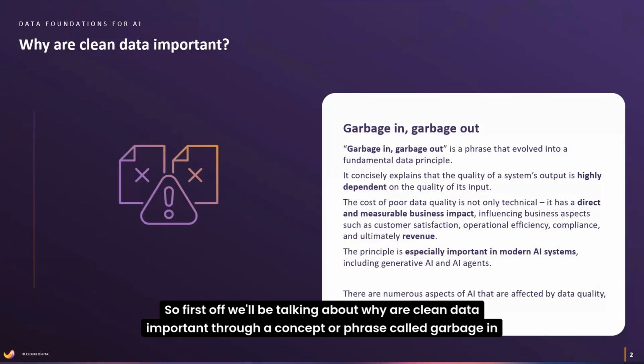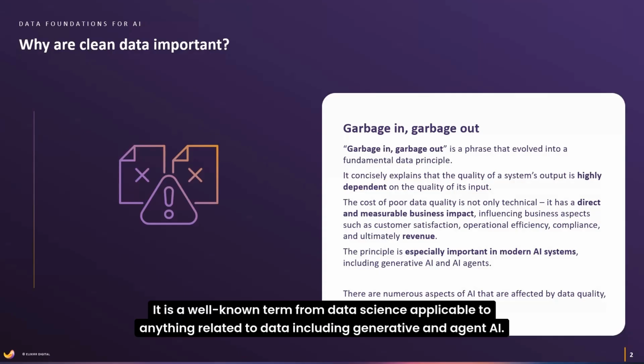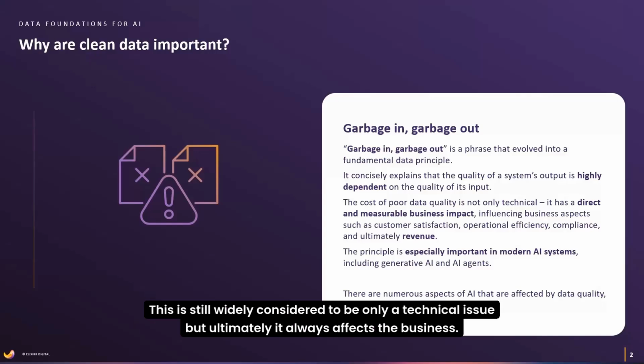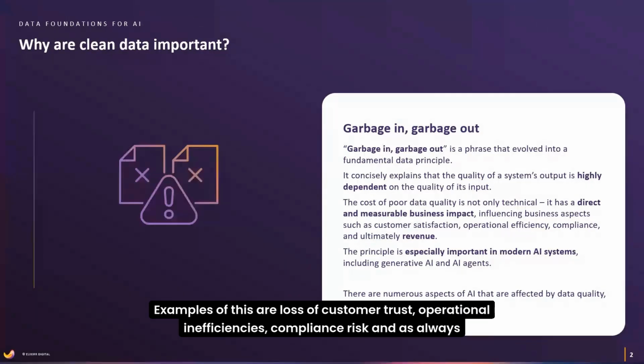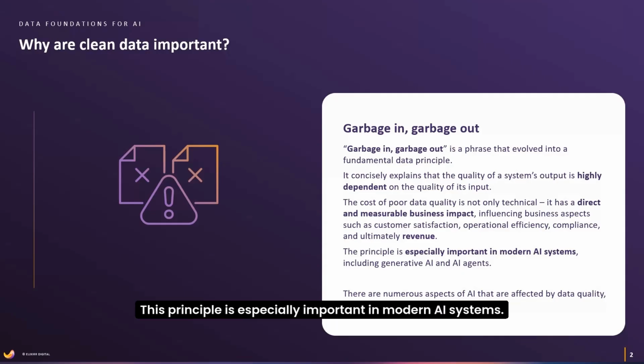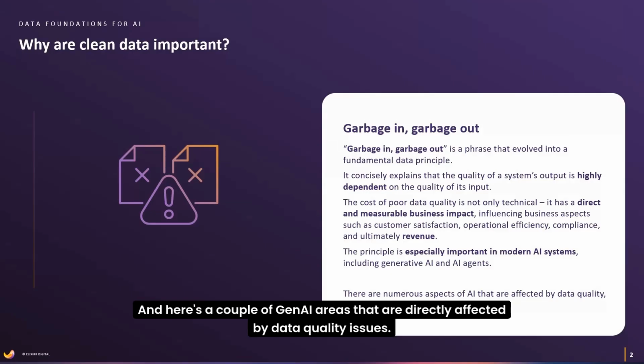So first off, we'll be talking about why clean data is important through a concept or phrase called garbage in, garbage out. It is a well-known term from data science applicable to anything related to data, including generative and agentic AI. This is still widely considered to be only a technical issue, but ultimately it always affects the business. Examples of this are loss of customer trust, operational inefficiencies, compliance risks, and as always, it comes back down to revenue. This principle is especially important in modern AI systems, and here are a couple of GenAI areas that are directly affected by data quality issues.